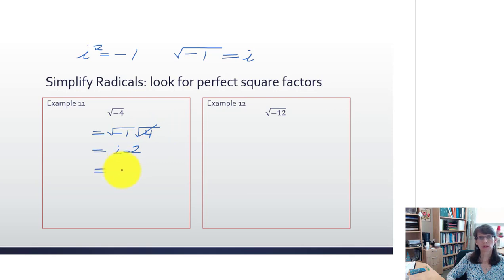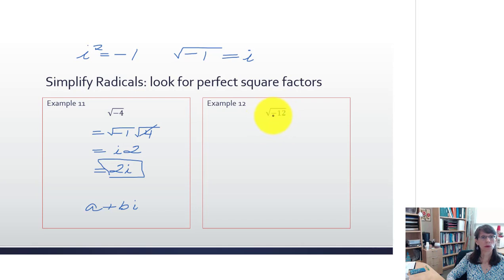So to write our final answer in the standard form, we need to change the order of the i and the 2. i is multiplied by 2, so the commutative property allows us to change the order without changing the value of the term. So 2i is the same value as i2. So this is the format we want to leave our final answer.